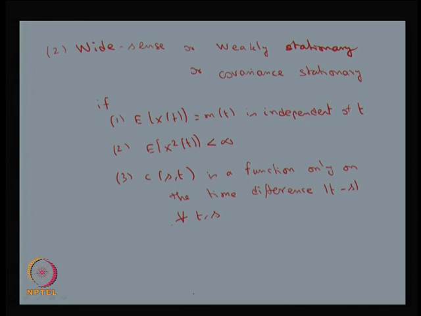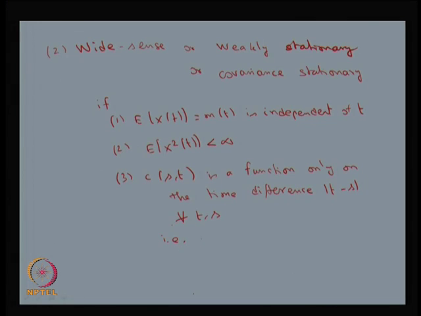If you find the covariance function for any two random variables x of s and x of t, then that is always a function of only the difference t minus s, not the actual t or actual s. Mathematically, you can write c of s comma t as a function of the absolute value of t minus s. If these three properties are satisfied by any stochastic process, then we say that stochastic process is wide sense or weakly stationary or covariance stationary.